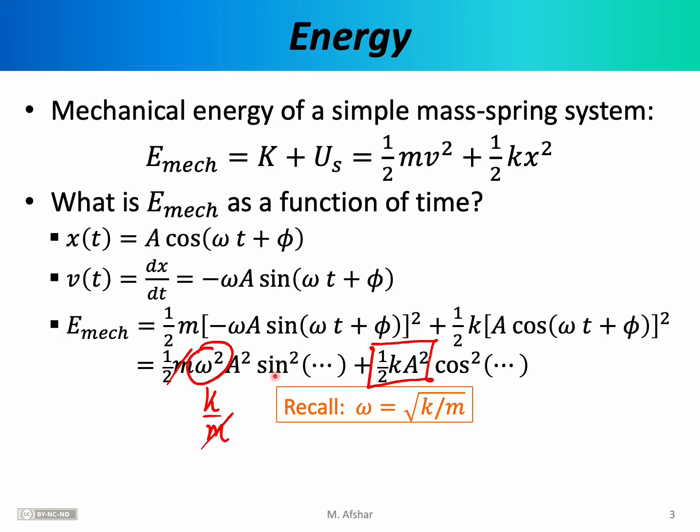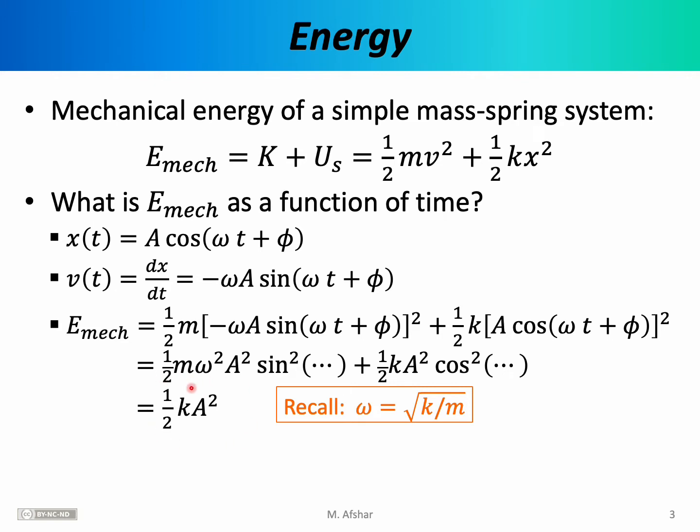Now, hopefully you remember from your trigonometry class that sine squared plus cosine squared is equal to 1, and so this whole long, complicated expression actually simplifies to a very nice, simple expression. We find that the mechanical energy of the mass spring system is simply 1/2 k a squared. Remember that k is the spring constant. It's the thing that tells you how stiff the spring is. And a is the amplitude. It is the maximum displacement of the mass from its equilibrium value.